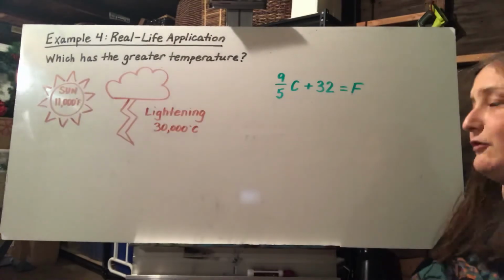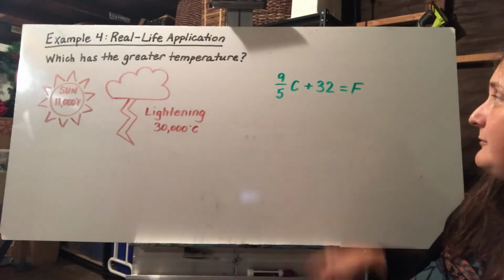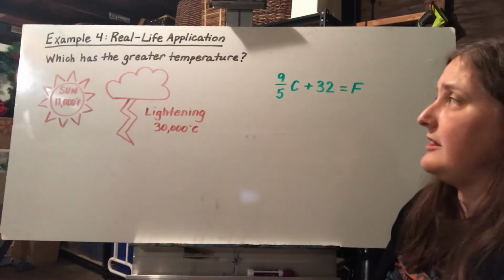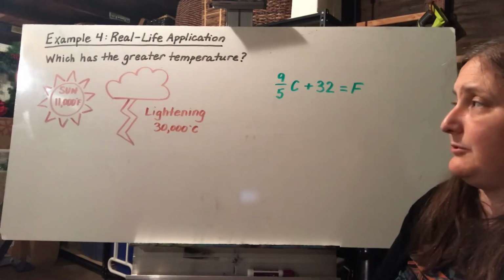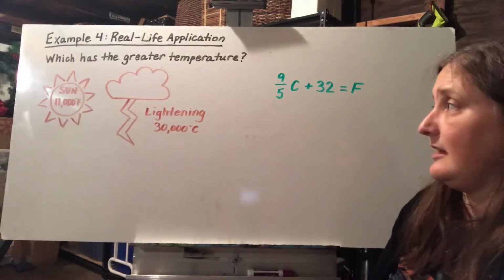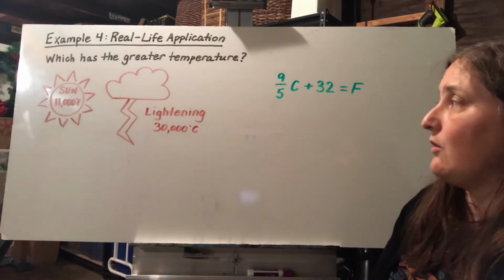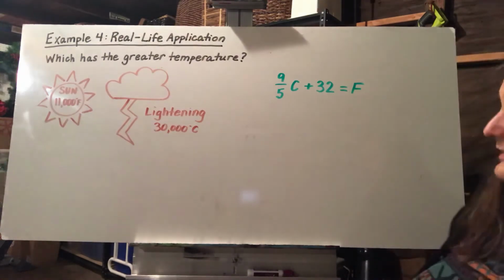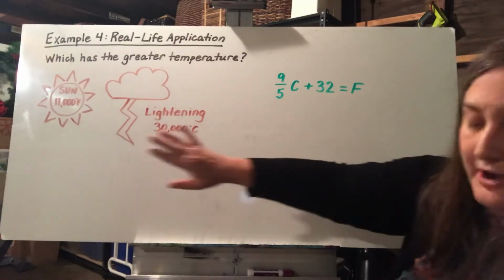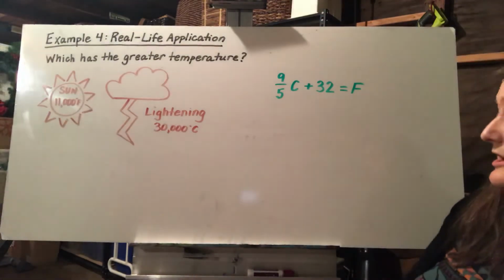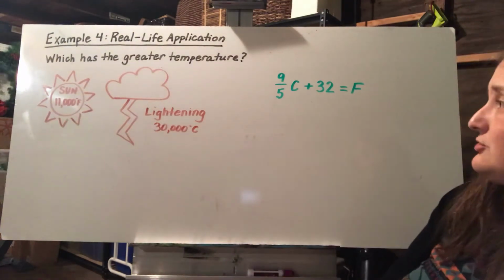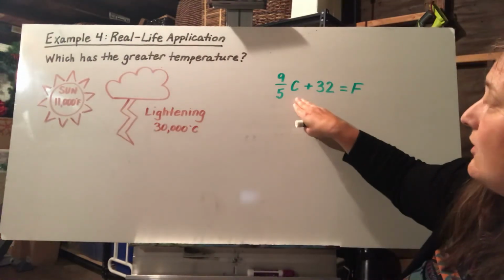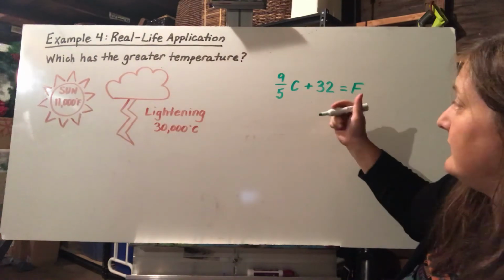Now using that formula, 9/5 times degrees Celsius plus 32 equals our degrees Fahrenheit, we're going to try to figure out which here has a greater temperature: the sun, which is 11,000 degrees Fahrenheit, or lightning, which is 30,000 degrees Celsius. So since we're going to convert to Fahrenheit and our sun is already in degrees Fahrenheit, we're going to convert this lightning measurement. So this 30,000 is going to go in for our C, our degrees Celsius.